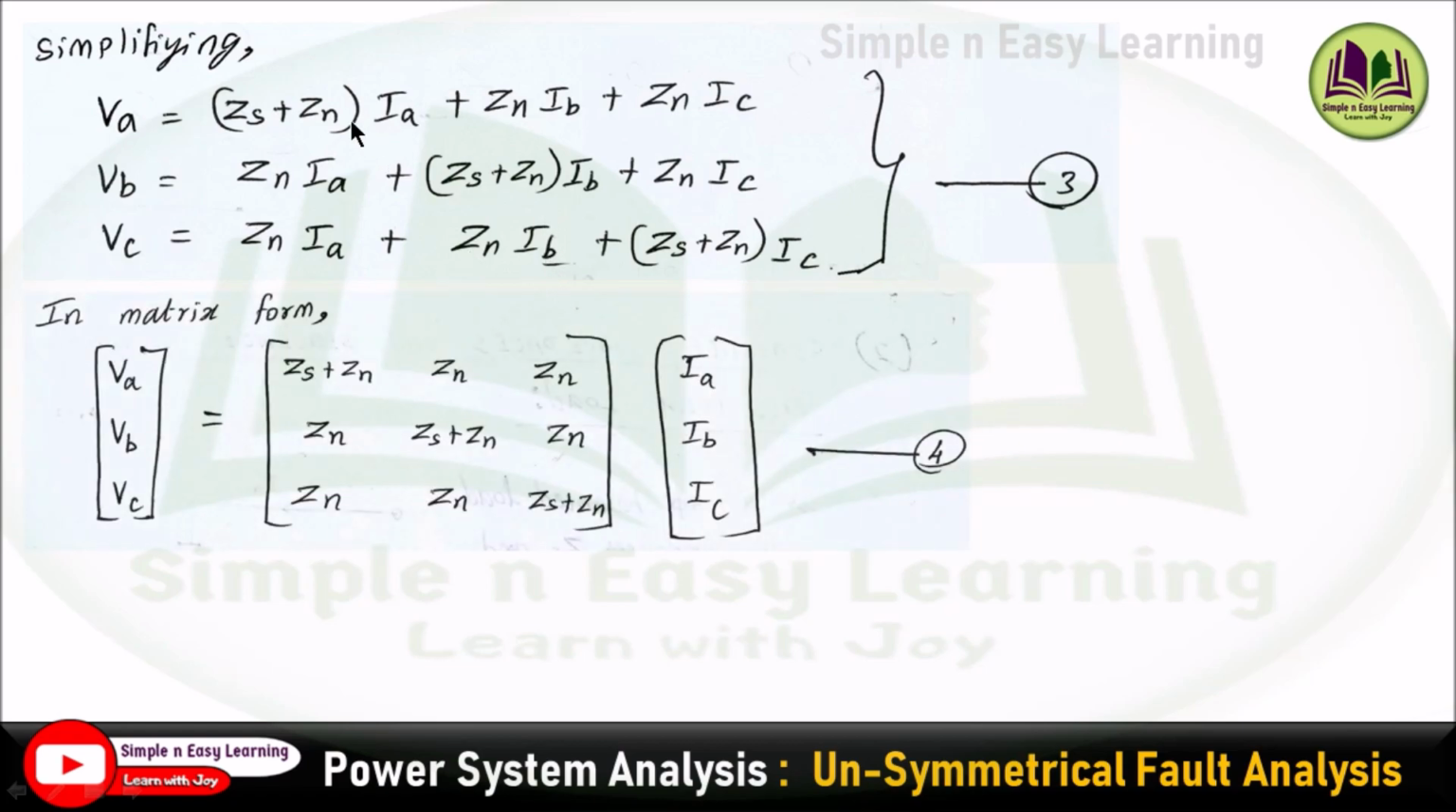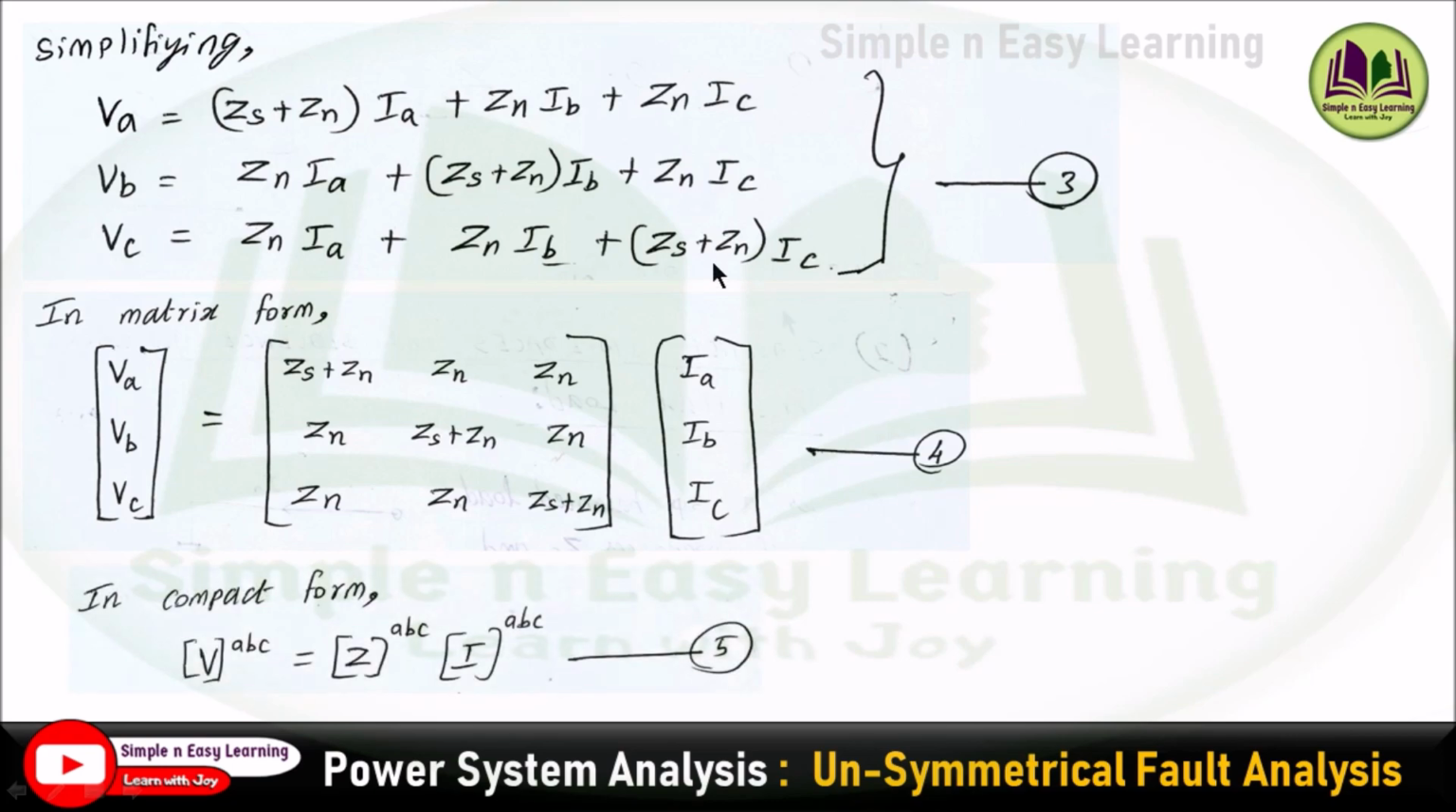Now we are converting that equation into matrix form. So VA, VB, VC, the phase voltages, equal the Z matrix, the coefficients of all the phase currents, multiplied by the phase currents IA, IB and IC. This is your fourth equation. And in simplified or compact form, we can represent VA, VB, VC as VABC, which equals ZABC into IABC.